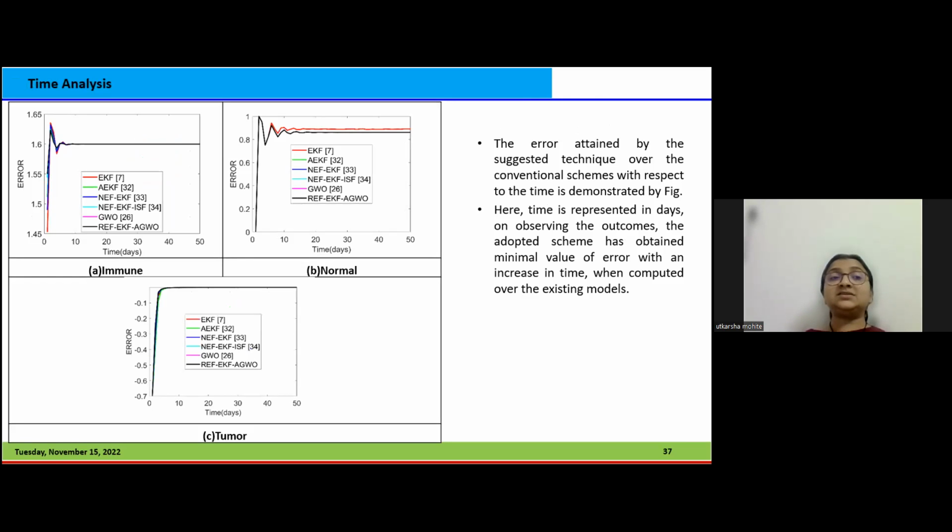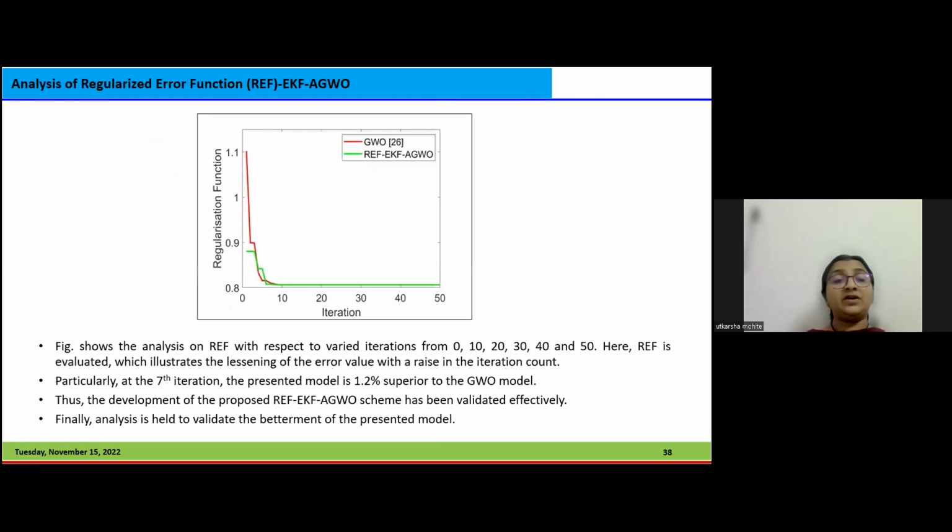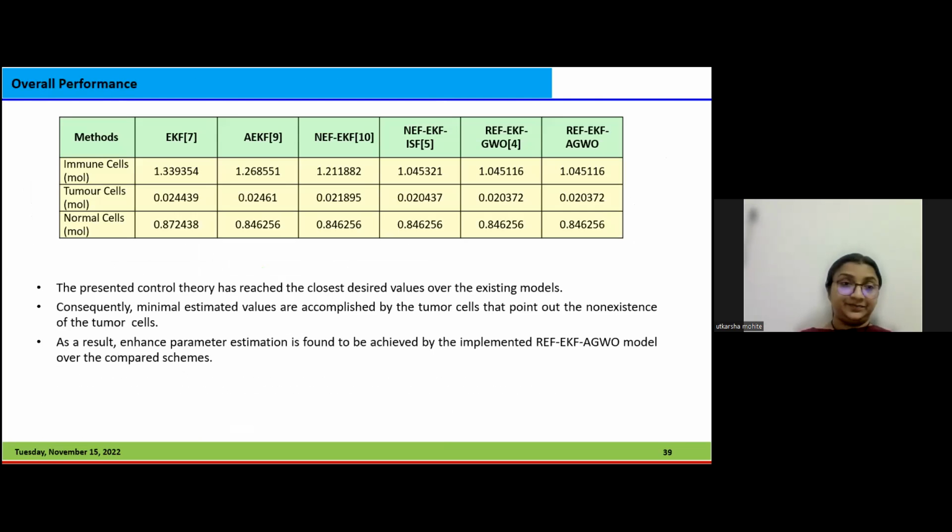The time analysis functions we have considered. We have also worked on the analysis of the regularities, where the regularization functions are with respect to the adaptive gray wolf and the gray wolf optimization. This was the work which was accepted in the cancer cell journal. Now, the overall performances of the entire systems have been considered.